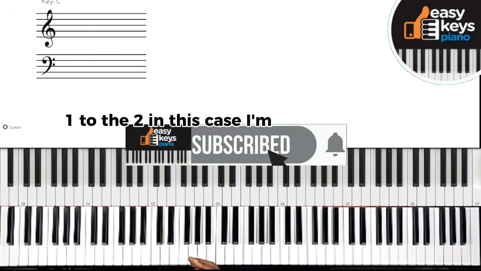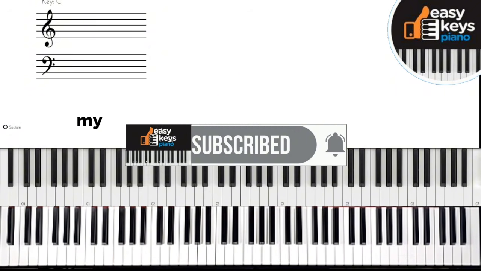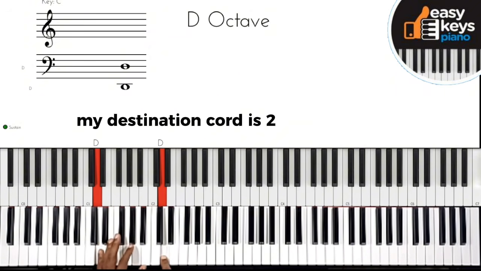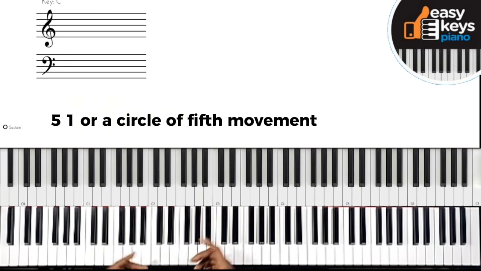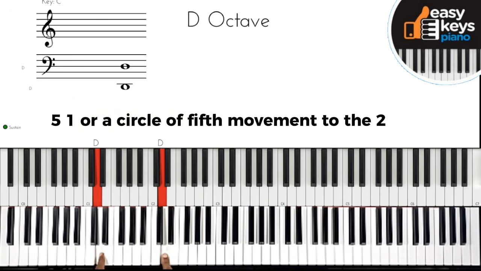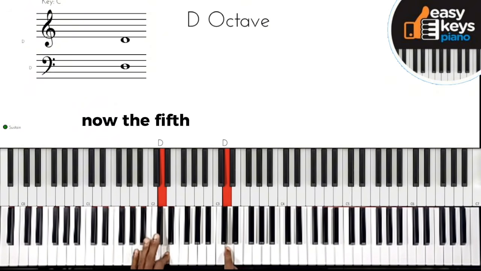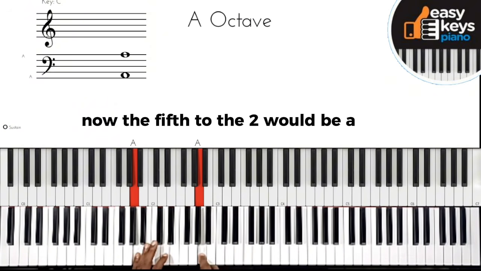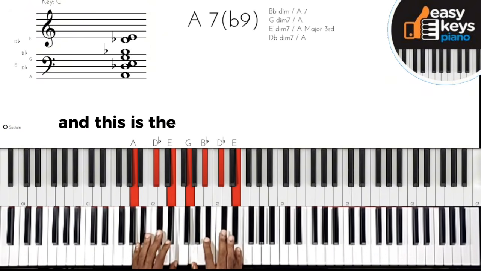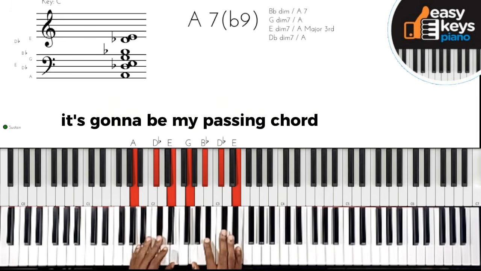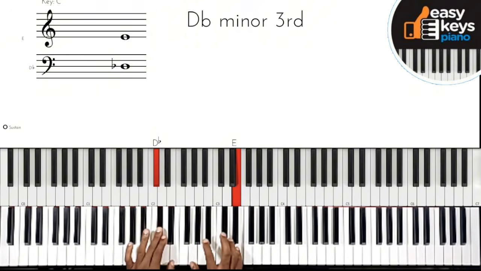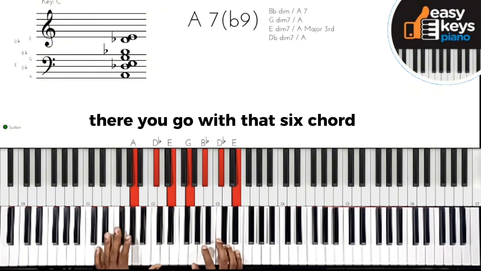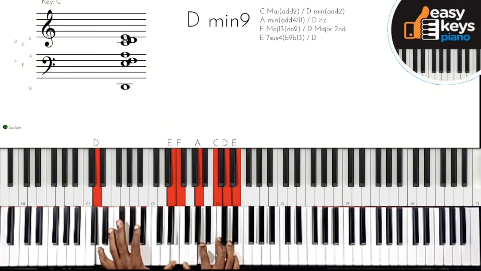In this case, I'm trying to get to 2. My destination chord is 2. So I did like a 2-5-1 or a circle of fifth movement to the 2. Okay? Now, the fifth to the 2 would be A. And this is my passing chord. It's going to be my passing chord to 2. So I did great is thy. There you go with that 6th chord, okay, so a 2-5-1 movement.